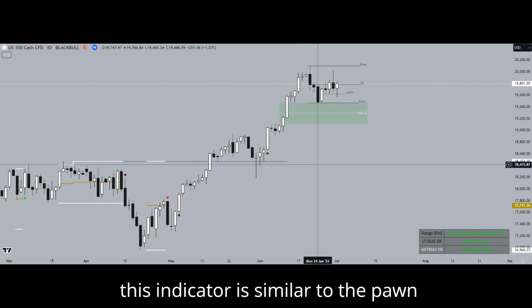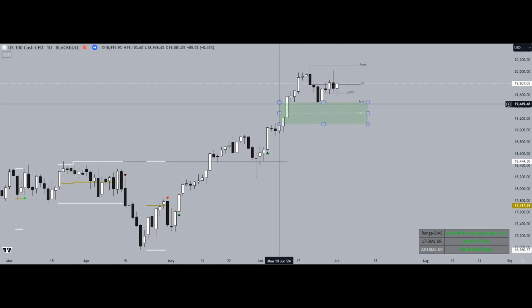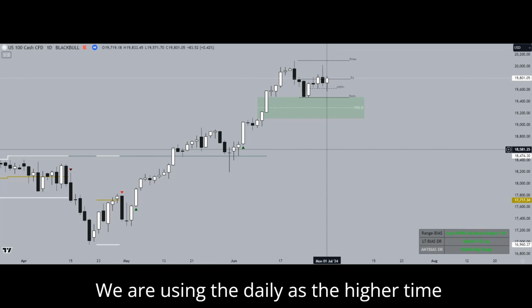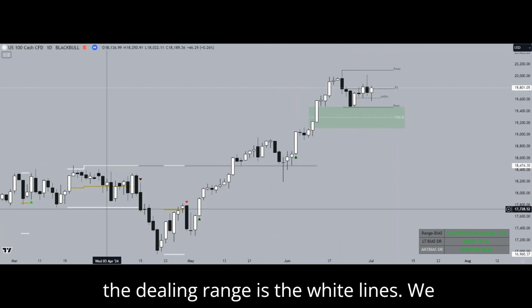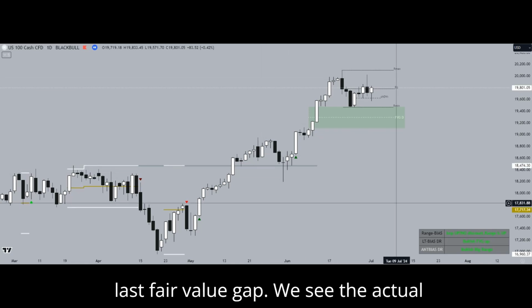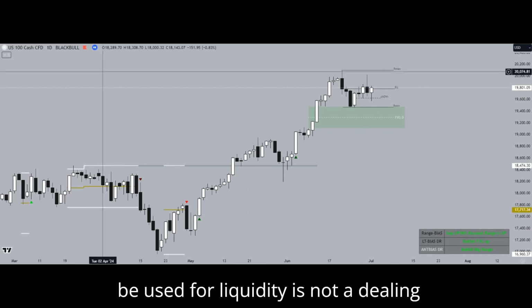The way you're going to use this indicator is similar to the Pawn Algo. We need a higher time frame first to then look into the lower time frame. We are using the daily as the higher time frame. Then we will use the 4 hour and 1 hour to enter. We immediately know the dealing range is the white lines. We are in a daily expansion, so we mark the last fair value gap. We see the actual daily range is smaller, so it will probably be used for liquidity, not a dealing range yet.